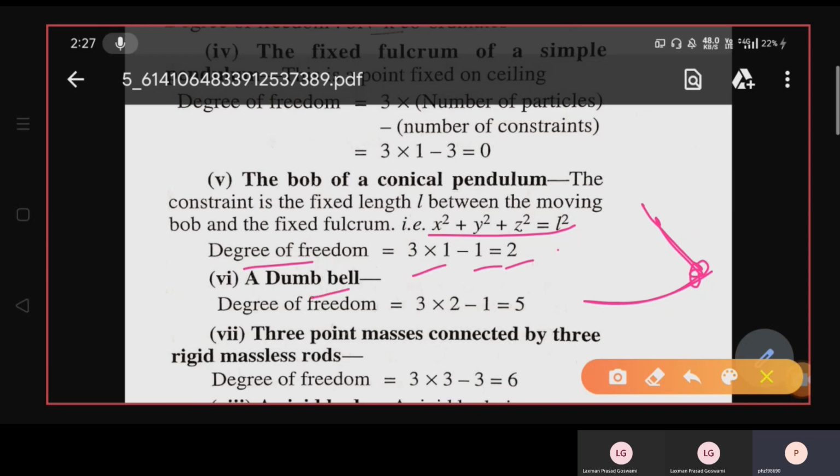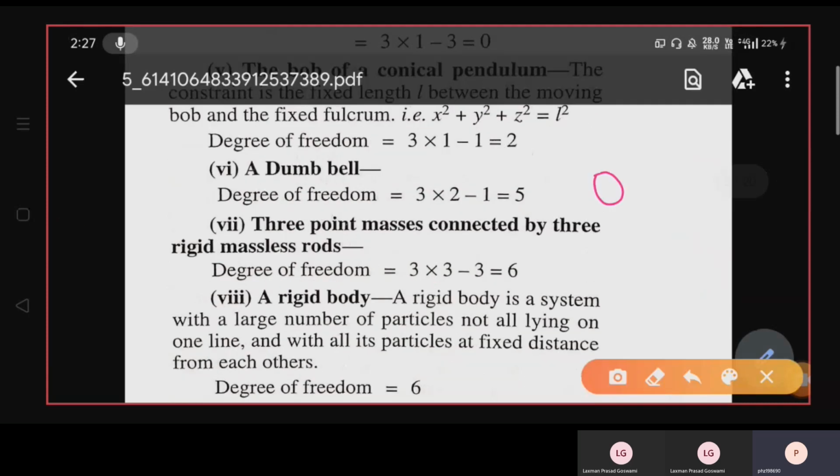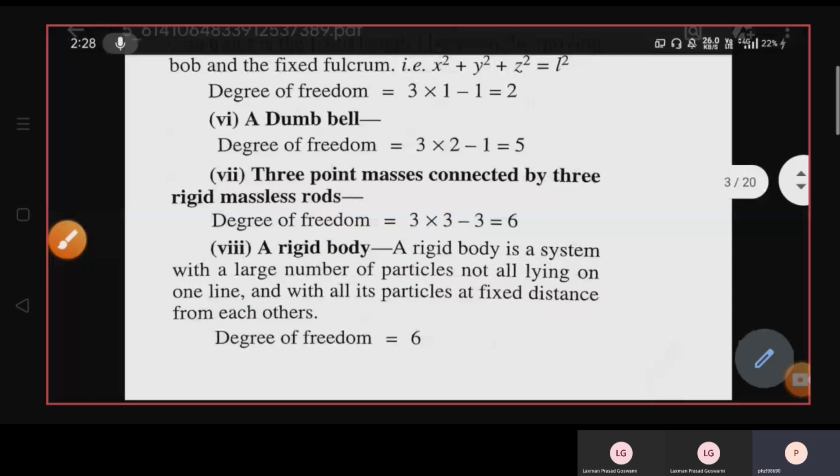Suppose you are taking a dumbbell. Dumbbell means you are taking two balls, two masses, two rigid bodies, and you are fixing them with a rod. This is kind of a dumbbell. So how many degrees of freedom does a dumbbell have? A dumbbell has 3 into 2, 2 for the two particles, minus 1. The 1 is for the constraint that along this axis they cannot move. This imposes a restriction on their motion. So 3 into 2 minus 1, they will have 5 degrees of freedom.